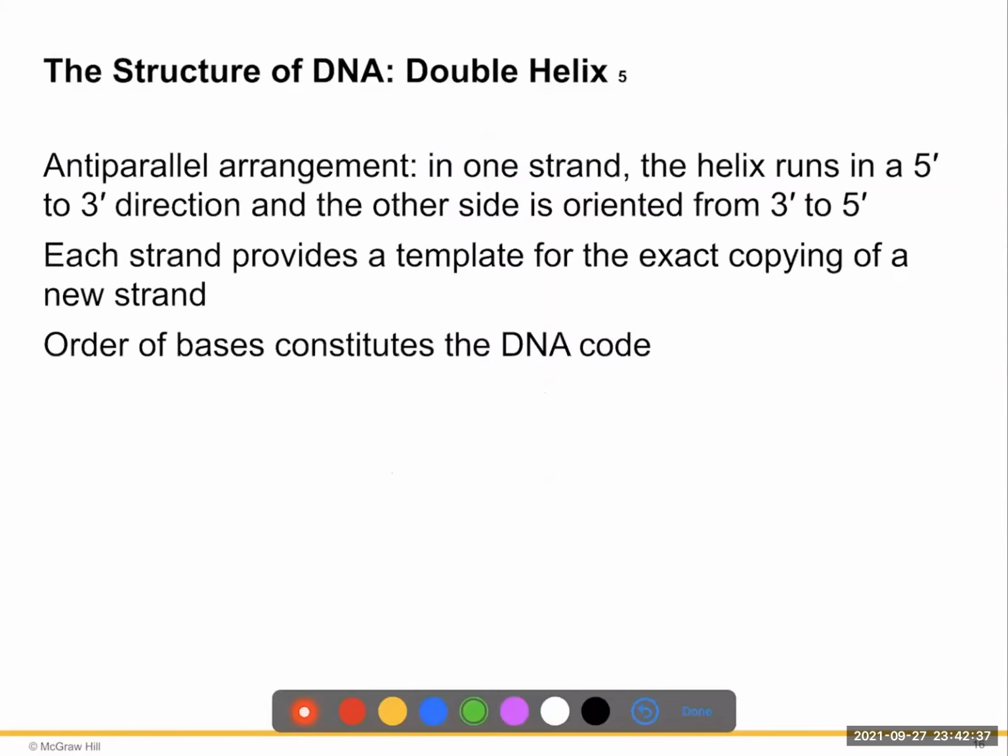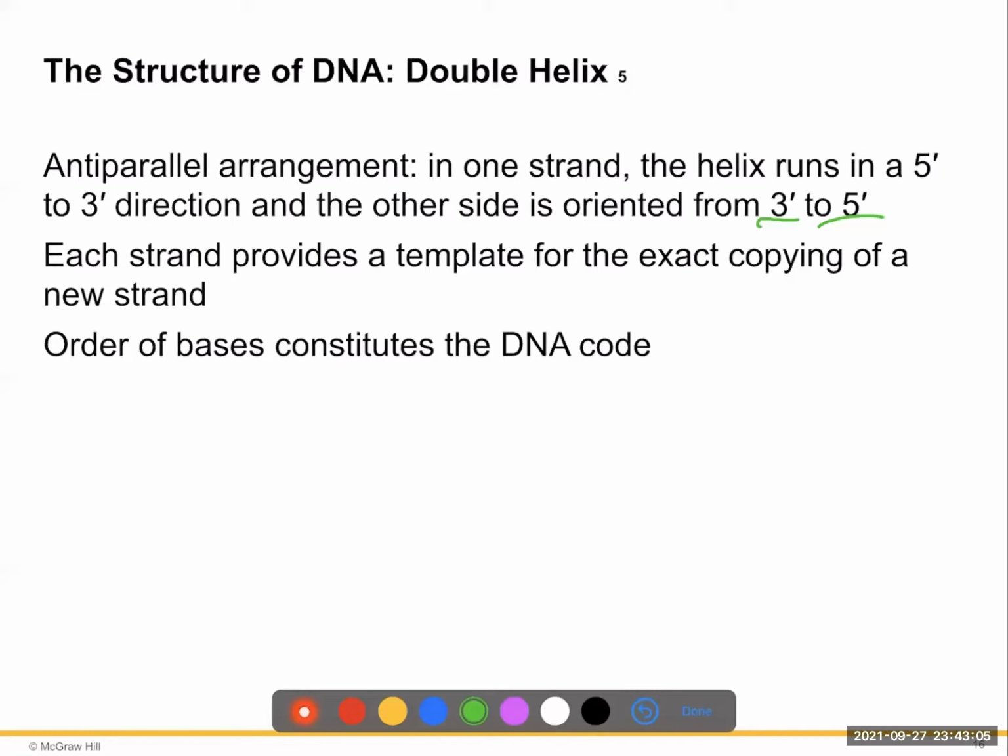Okay. You have what's called anti-parallel arrangements. In 1 strand, the helix runs from the 5 carbon to the 3, so 5' to 3' direction. And the other side is the exact opposite. Runs from what's called 3' to 5'. So it just depends where it's attached to the sugar, and they run what's called anti-parallel. They're parallel, but they're the exact opposite orientation, opposite runs. First one goes 5 to 3, then the other is going to go 3 to 5.